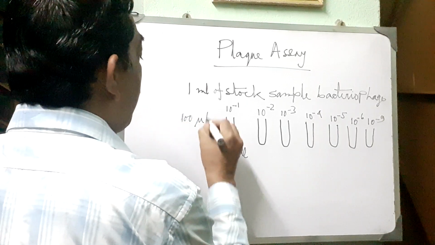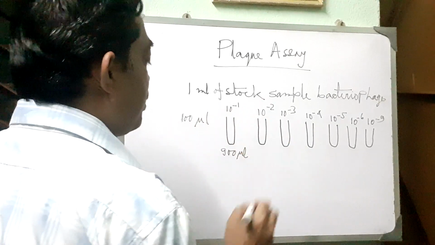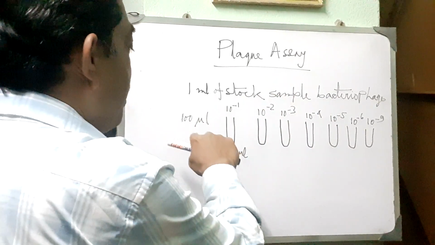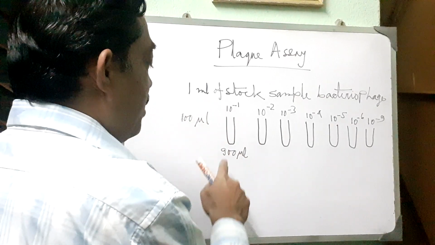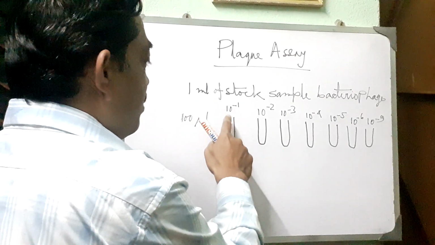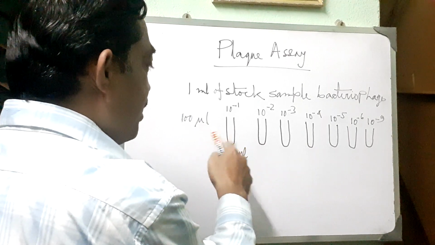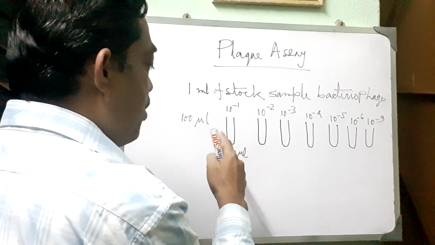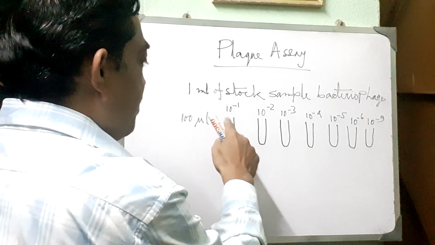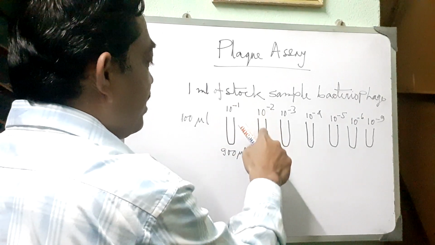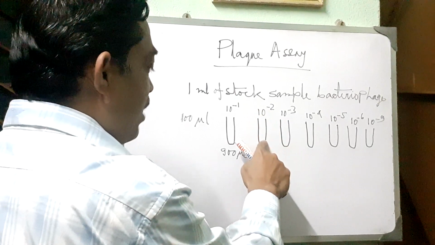100 microliter of this stock solution of the bacteriophage we have to take in the first test tube. Then it will make the first dilution. The content of the first dilution will be mixed by vortexing, and then we have to take the same 100 microliter into the next dilution blank, trypton broth.